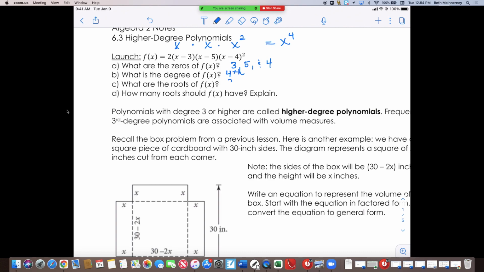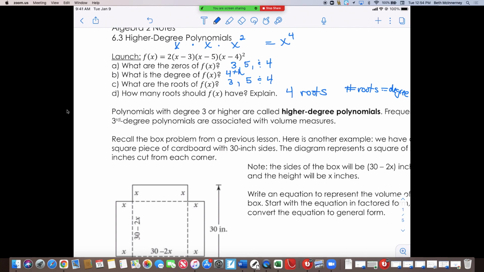All right, the roots are the same as the zeros. How many roots should f of x have? Well, it should actually have 4 roots, and it does, okay? The number of roots equals the degree.